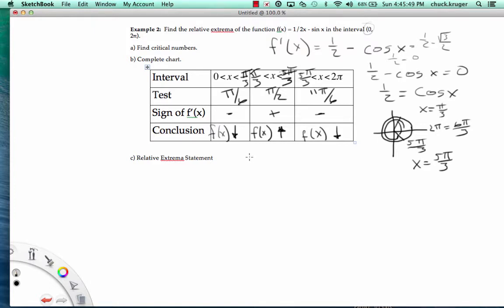So that means pi over 3. Now I'm going to put pi over 3 into here. So I have 1/2 times pi over 3 minus the sine of pi over 3. So that is pi over 6 minus the sine of pi over 3, which is the square root of 3 over 2. And so that's my y value, whatever decimal representation that is.